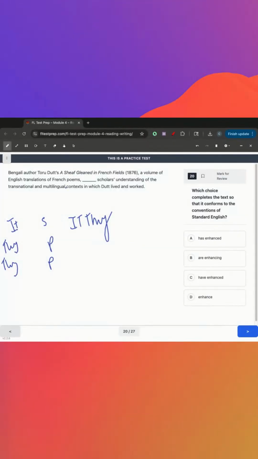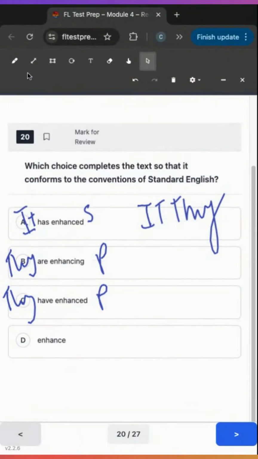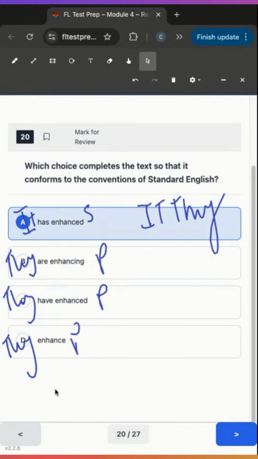It's "they enhance," which means this is plural as well. And since we have one singular verb and three plural ones, I know that A is going to be the correct answer for this question.